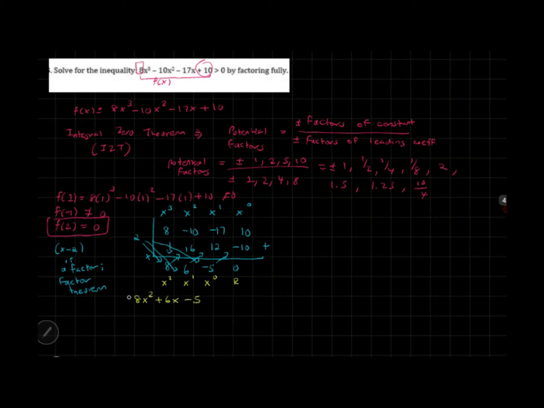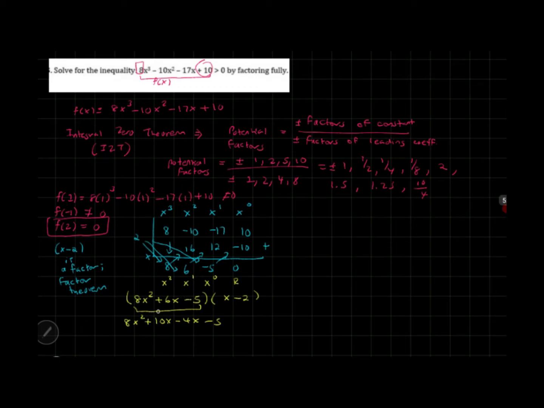Okay, so this is where your quotient is, and you're going to also multiply. We know that the x minus 2 is already a factor, so this is basically our fully factored state. Now what you want to do here is factor this guy out, right? 8x squared plus 6x minus 5. You want two numbers that multiply to negative 40 that add up to 6. Well, we could do 10 and negative 4, right? So 8x squared plus 10x minus 4x minus 5.